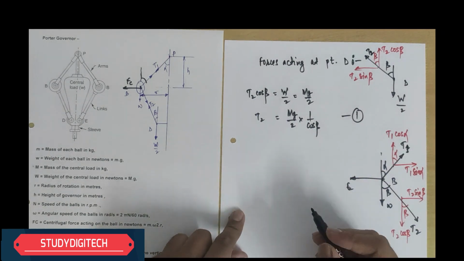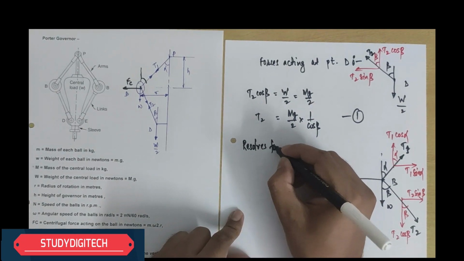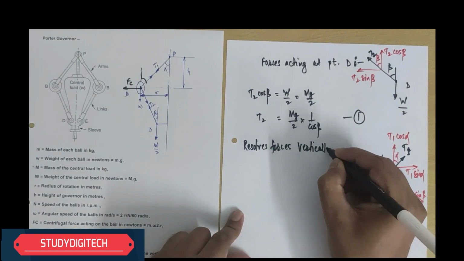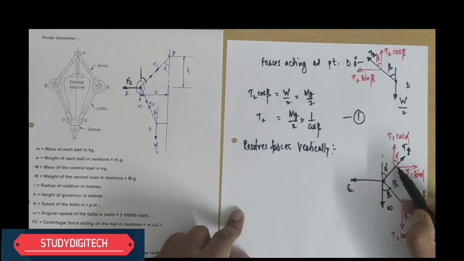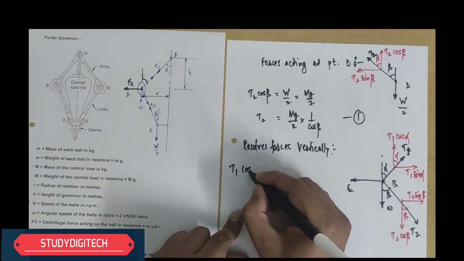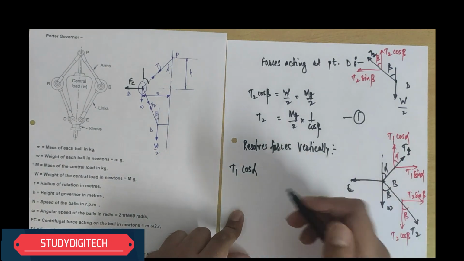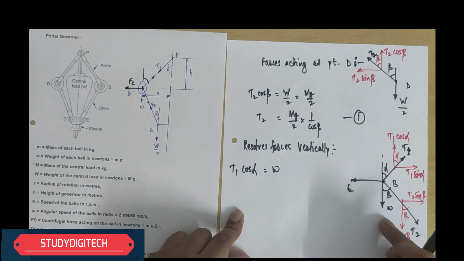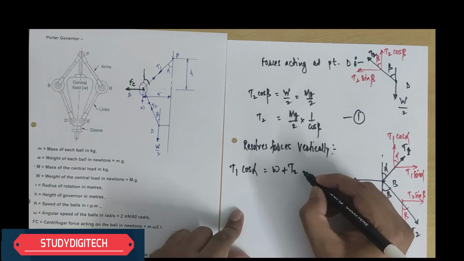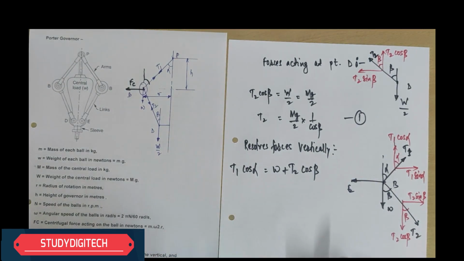Now we are going to resolve forces vertically first. So vertical forces we are going to resolve first. So we will take T1 cos alpha, which is in upward direction. Next, small w, which is in downward direction, so on right side. Similarly, plus T2 cos beta. So we have this equation.